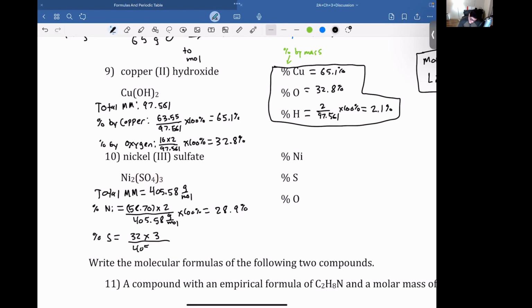Over 405. I'm going to delete the units to make this cleaner. 0.58 times 100. And then you get 23.7%.